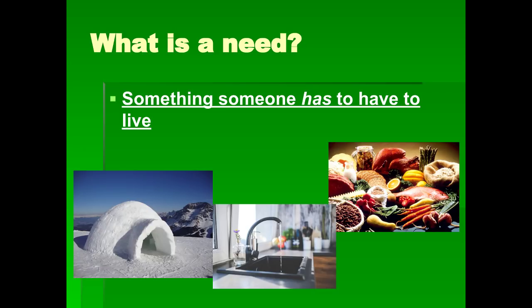Now you might say, okay, does that mean cheese pizza is a need? Do you need to eat cheese pizza? The answer is no. You do need to eat food, and cheese pizza is a food, but it does not have to be cheese pizza. It could be any number of different types of food. You need water, you need shelter from the environment to keep yourself safe. These are your three core needs.